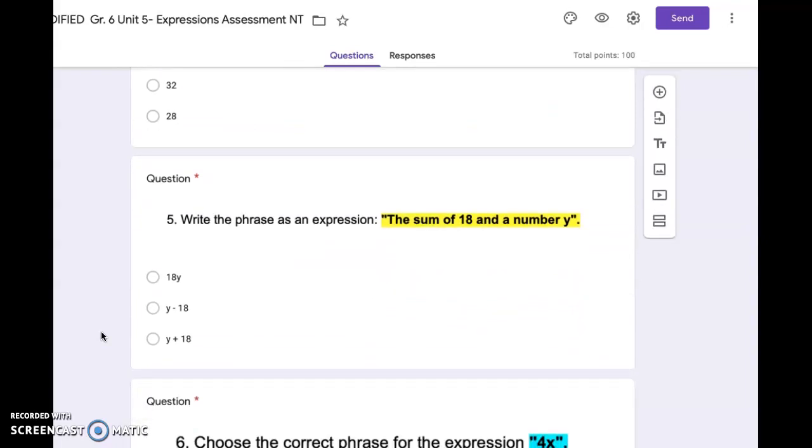Number 5. Write the phrase as an expression. The sum of 18 and a number y. 18 times y, minus 18, or y plus 18.